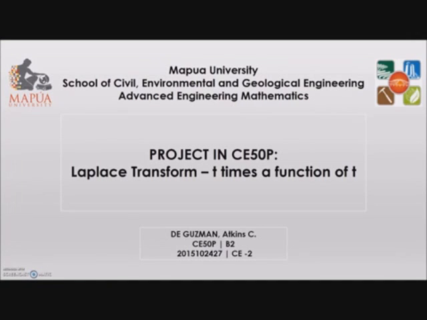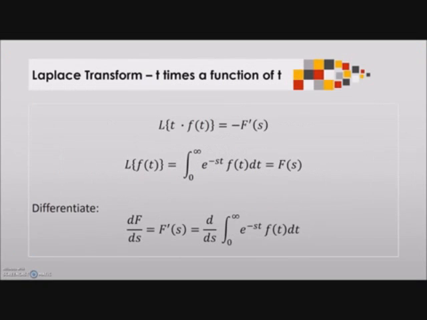So we have the Laplace transform of t times a function of t. Here we have the formula, which is the Laplace transform of t times any function of t equals the negative first derivative of the Laplace transform of f of t. And we have here the Laplace transform by definition equals F of s. And here, when we differentiate that F of s, we will resort to this equation right here.